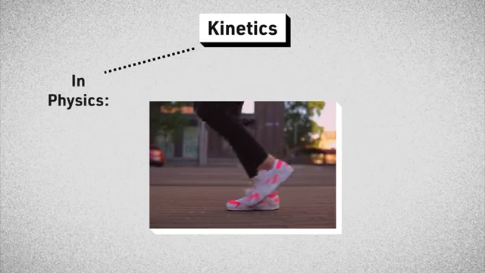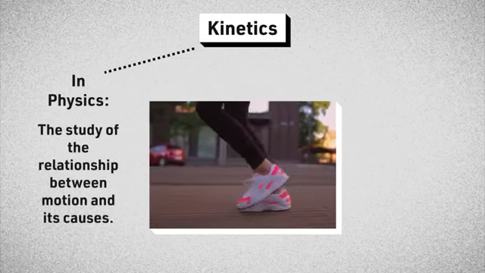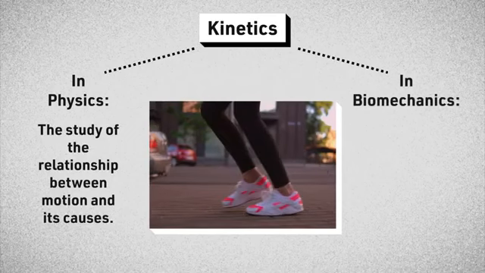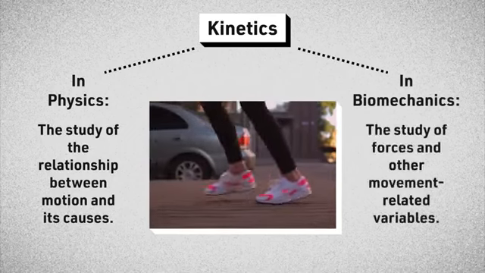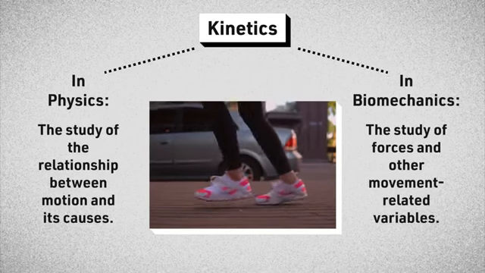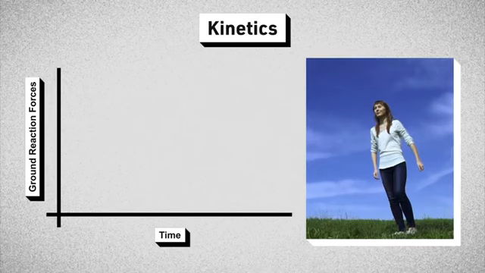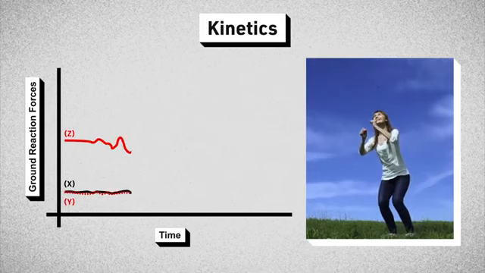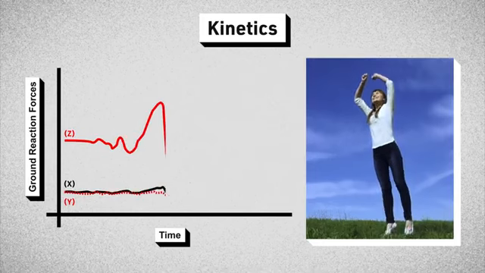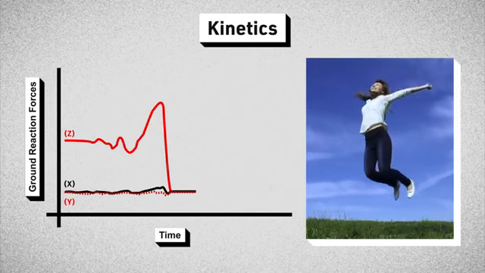Kinetics in physics is the study of the relationship between motion and its causes. In biomechanics, kinetics helps to explain the causes of human motion by studying forces and other movement-related variables. For example, kinetics can tell us how much effort it took to jump to a certain height, the force applied for the jump, and torques involved. These factors would help to understand how far and high the person jumped.